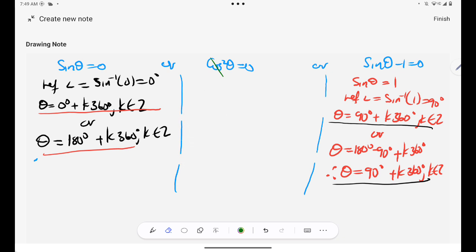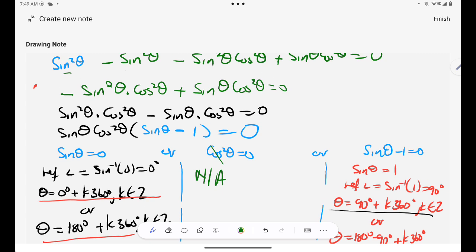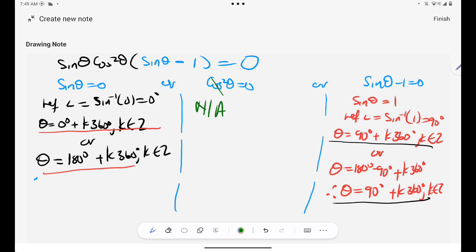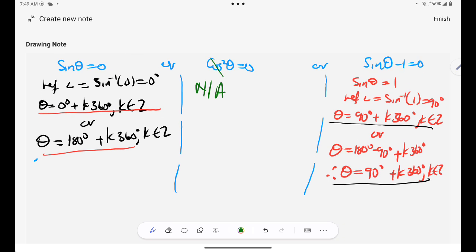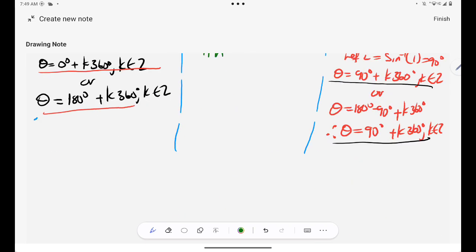Here this one will be not applicable. Why? Because cos squared theta was our denominator. Remember that, and denominators in maths cannot be equal to 0. So the solutions are 0, 180, and 90. These are the only solutions we have. It's important, guys, to write restrictions. Okay, let's do another one.